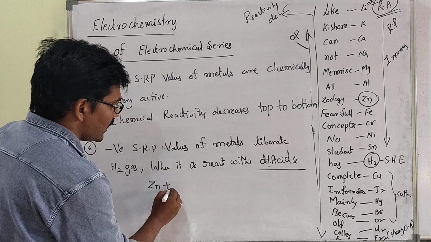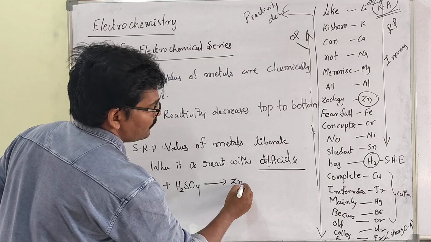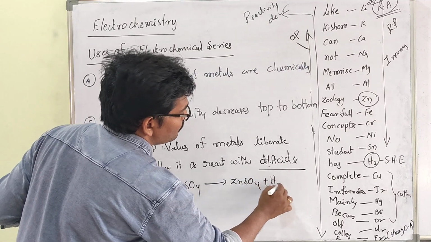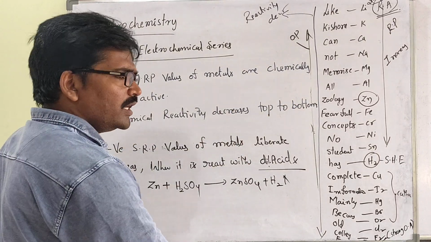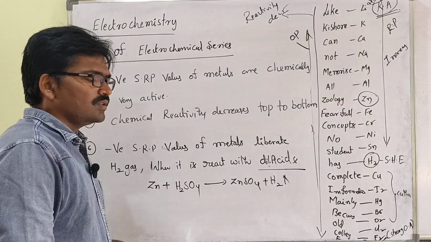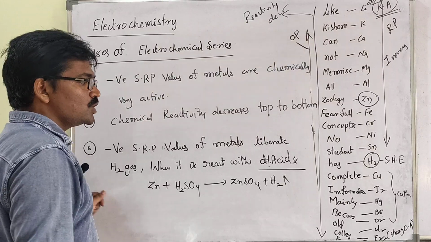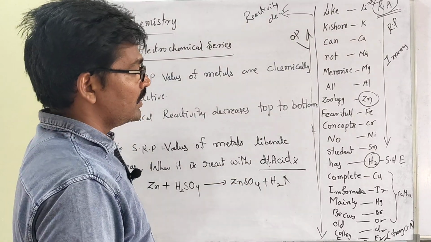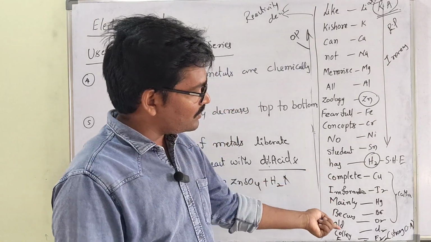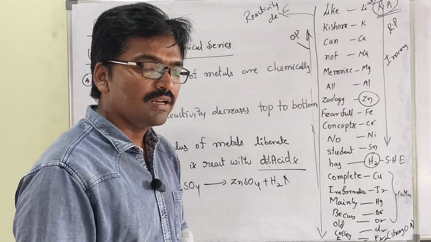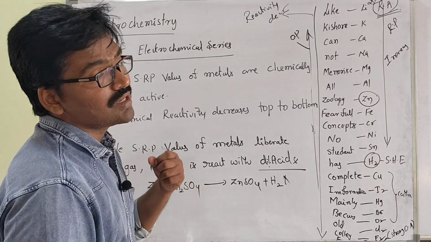Zinc metal when it reacts with H2SO4, then zinc sulfate will be produced plus hydrogen gas will be produced. So this is a spontaneous reaction, need not require any pressure or temperature. So automatically the reaction takes place, the substitution takes place. In the place of hydrogen, zinc will be substituted, then hydrogen will be liberated. But below hydrogen, whatever the metals are there, like copper, lead, mercury, these cannot exchange like that. These cannot exchange, hydrogen gas cannot liberate.